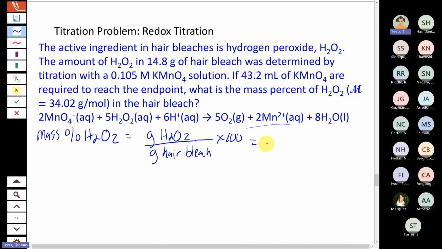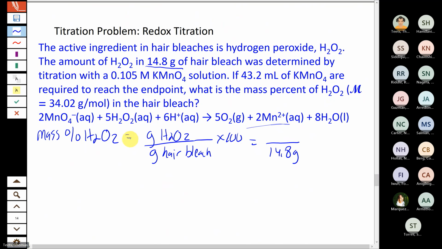Okay. So in this problem here, it's often common that one of these numbers is going to be given to us. So the grams of hair bleach, we're telling you that we're using 14.8 grams of it to do this experiment. So 14.8 grams of the solution, the hair bleach, but we need to figure out how many grams of hydrogen peroxide, H2O2, are present in there. That number we have to use stoichiometry to do.